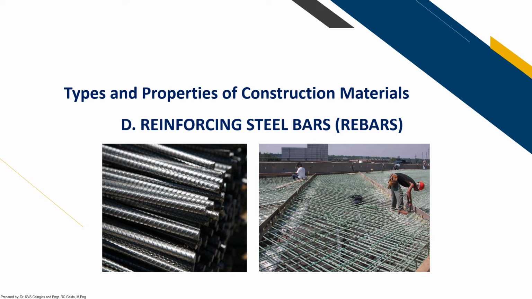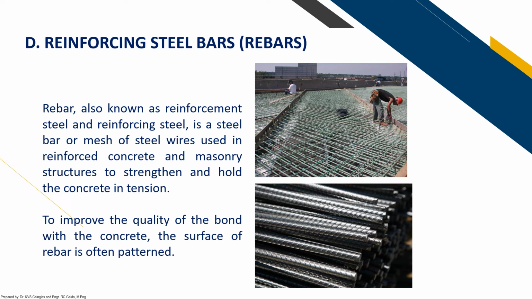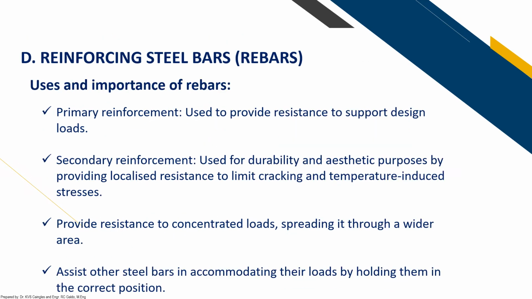Next material, we have the reinforcing steel bars or our rebars. Rebar is also known as reinforcement steel and reinforcing steel. It is a steel bar or mesh of steel wires used in reinforced concrete and masonry structures to strengthen and hold the concrete in tension. So remember, we use reinforcing steel bars for tension, to combat tension forces or tensile forces. To improve the quality of the bond with the concrete, the surface of the rebar is often patterned.